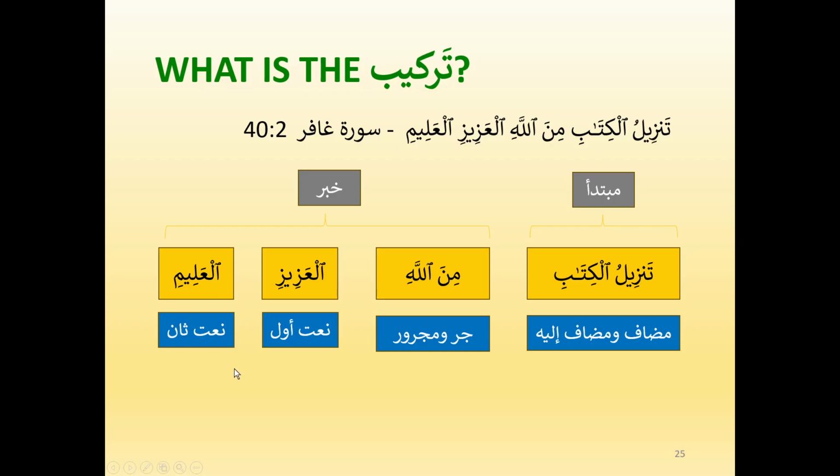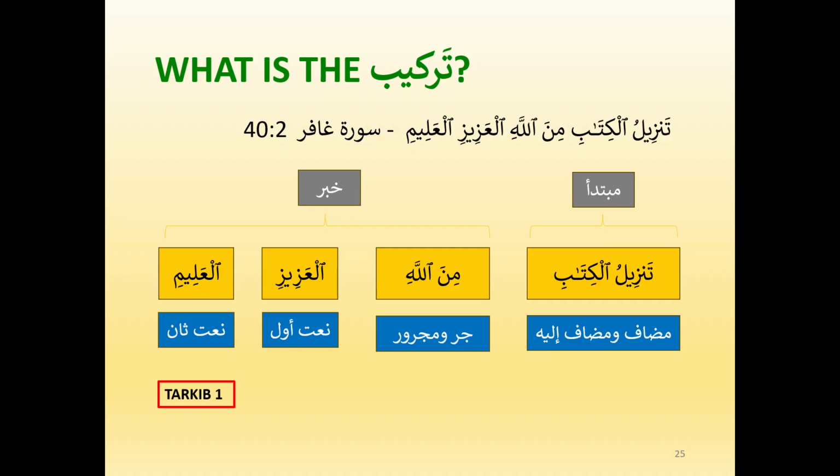Now, in terms of translation, I know Sister Nada doesn't like to do translation, but I will ask her to. How would I translate this sentence based on this Tarkib, Mubtada and Habar, Sister Nada? Okay. Tanzilul Kitab. The book sent down from Allah, the most powerful, the most knowing. Okay, all right, that's a good attempt.